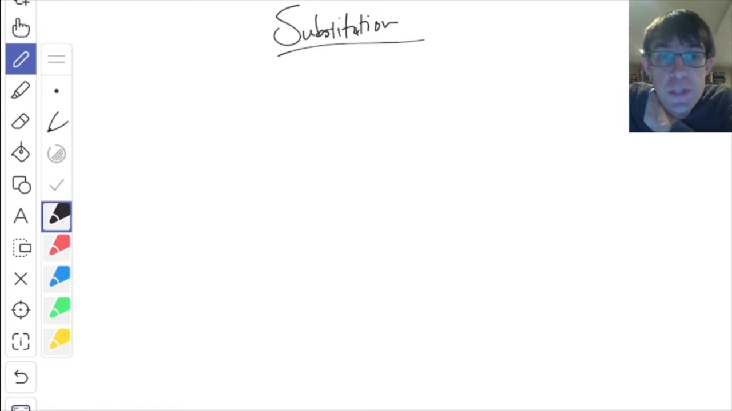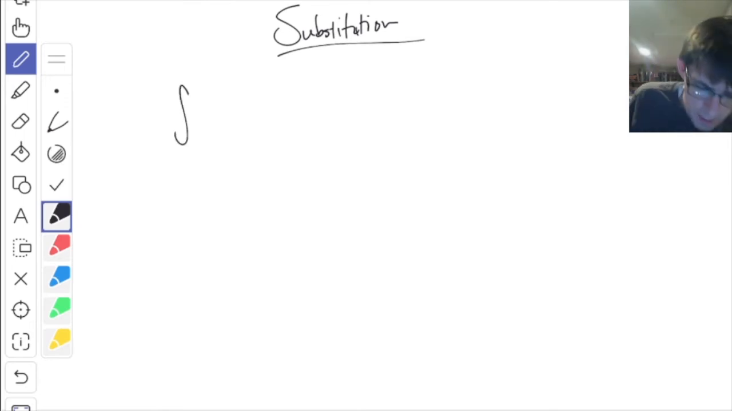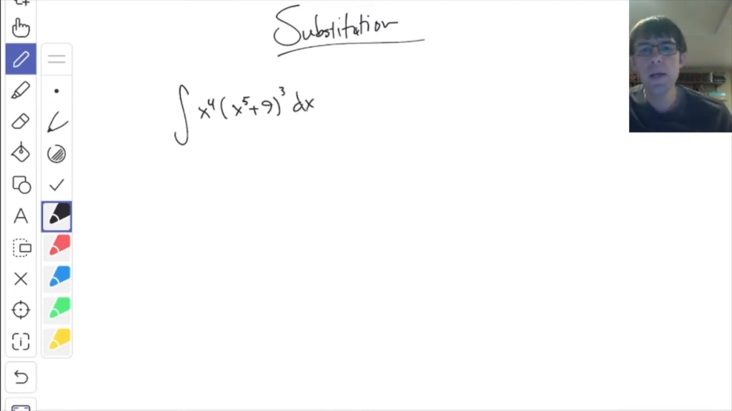Substitution is a more sophisticated trick, though. It is based on the chain rule for the derivative. The substitution procedure is kind of analogous to, you could say, a chain rule for the antiderivative. Let's try an example. I got one that's kind of easier and one that's a little harder. How about x to the 4 times (x to the 5 plus 9) to the 3 dx? All right. It's kind of a complicated thing inside the integral sign there.